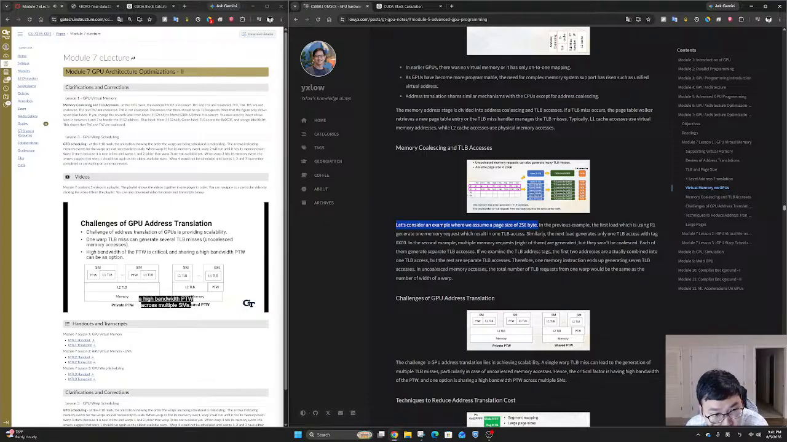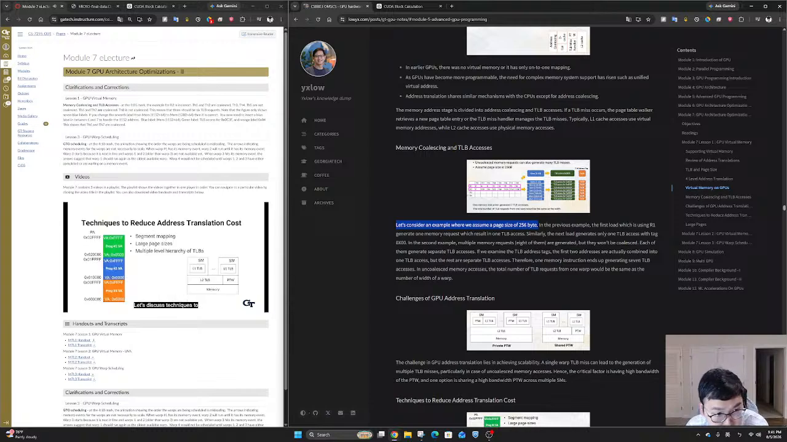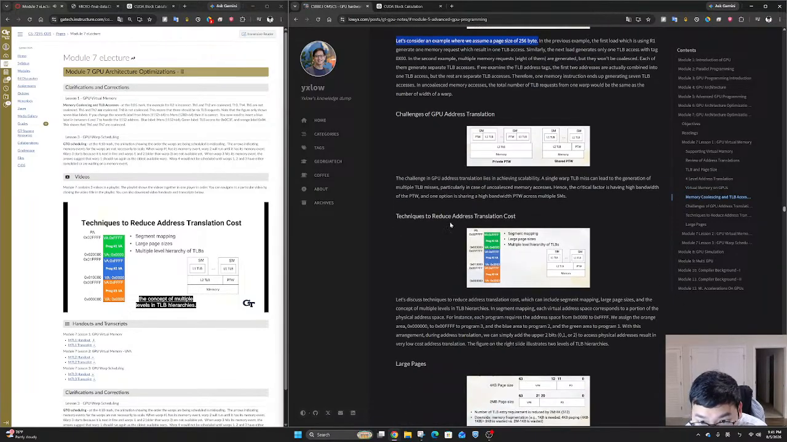PTW across multiple SMs. Let's discuss techniques to reduce address translation cost, which can include segment mapping, large page sizes, and the concept of multiple levels in TLB hierarchies. In segment mapping, each virtual address space corresponds to a portion of the physical address space. For instance, each program requires address space from 0x0000 to 0xFFFF.